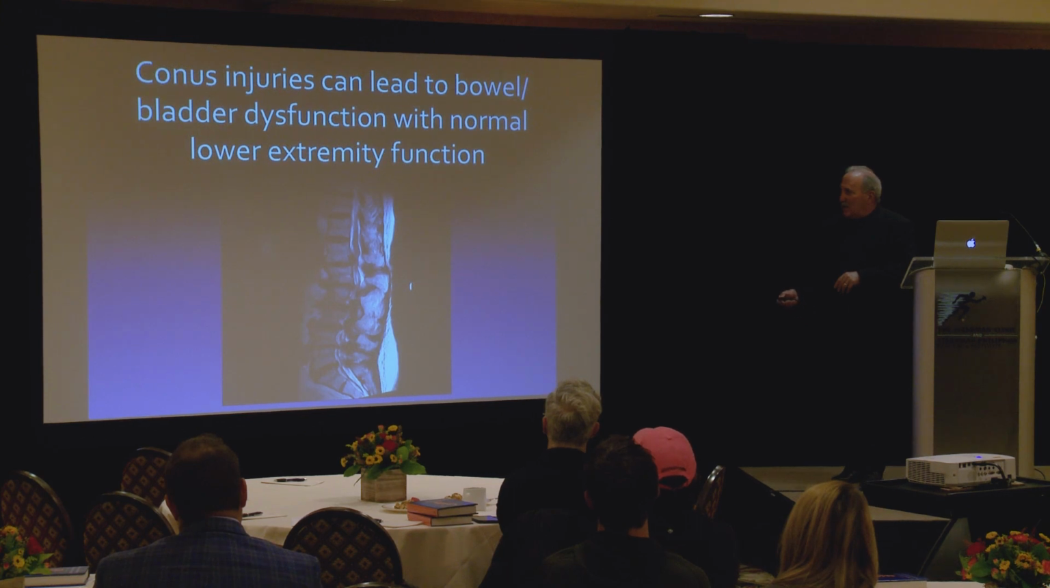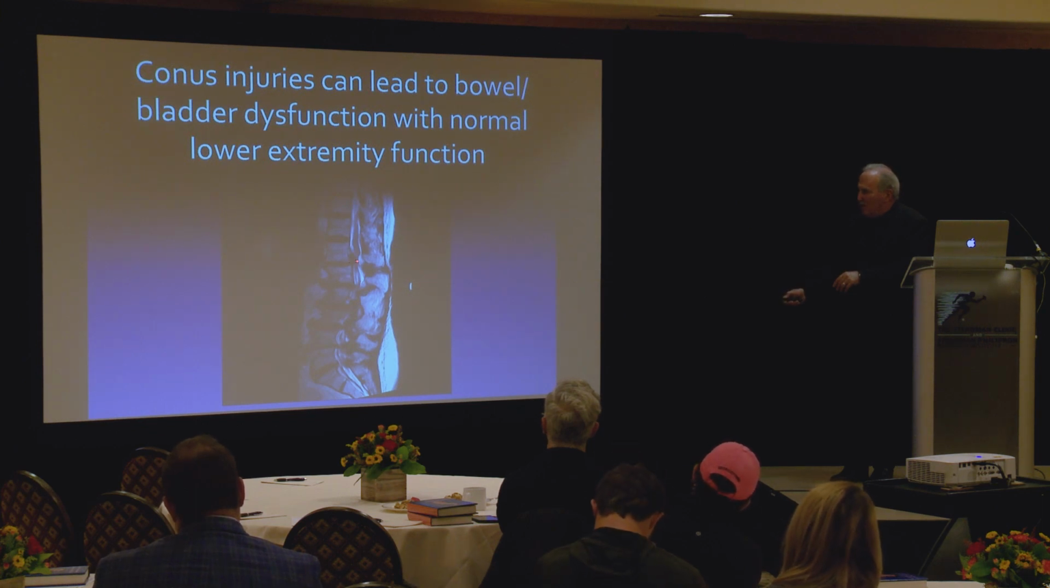And then conus injuries, as we talked about here, can lead to bowel and bladder dysfunction with a normal lower extremity function. So if you injure the conus, well, this spine is terrible, but let's say he had a normal spine except for herniation at L1-2, they can come in with bowel and bladder problems and yet have a normal neurologic exam except for, you have to test the bowel and bladder, right? We'll talk about how you do that.